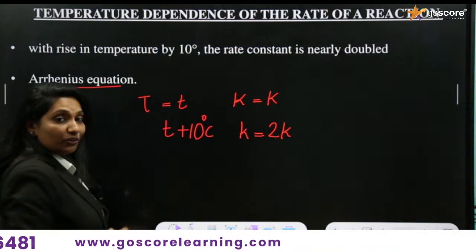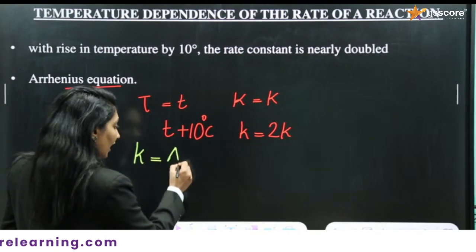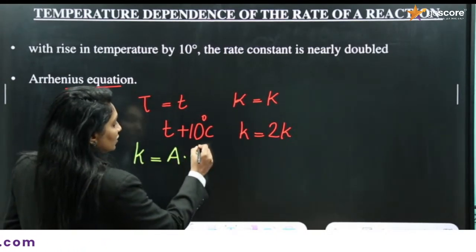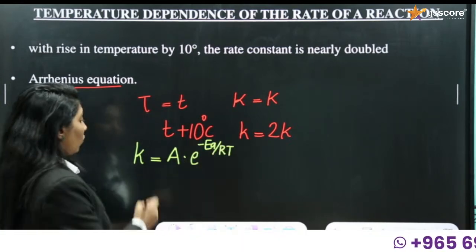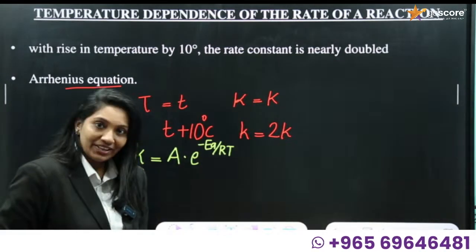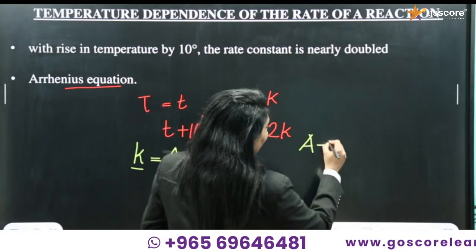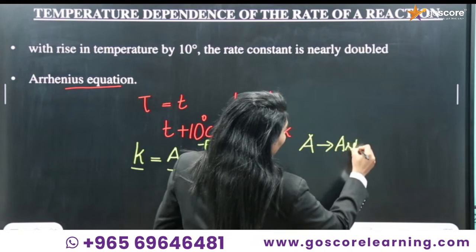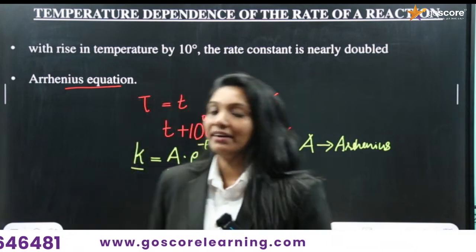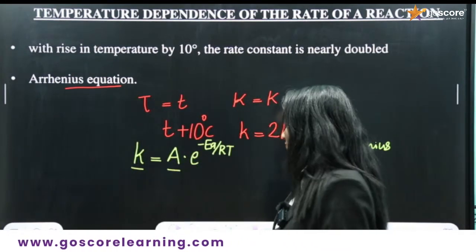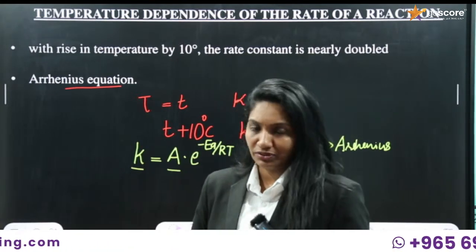According to the Arrhenius equation, the rate constant K is equal to A into e raised to minus Ea by RT. What is K? That is the rate constant. Then what is the term A? A is nothing but the Arrhenius factor, or the frequency factor. The Arrhenius constant or frequency factor is the letter A. It will usually be a constant for a specific type of reaction.